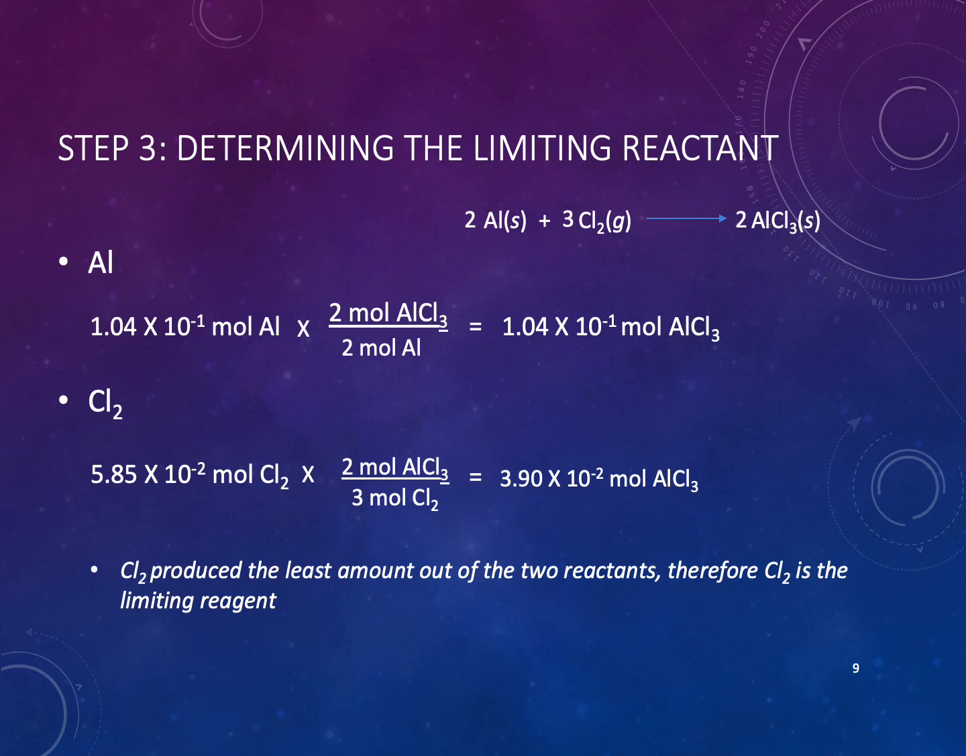And then we move down to chloride, which is 5.85 times 10 to the power of negative 2 mole chloride, times the mole ratio. As you can see here, it's 2 divided by 3, and then it leaves you with 3.90 times 10 to the power of negative 2 mole aluminum chloride. So chloride has produced the least amount out of the 2 reactants, and therefore chloride is the limiting reagent.